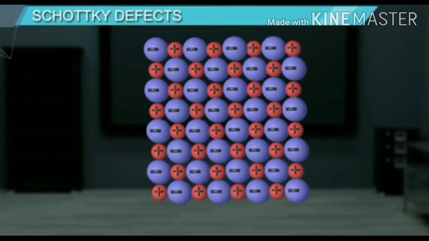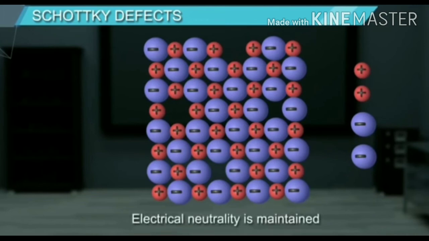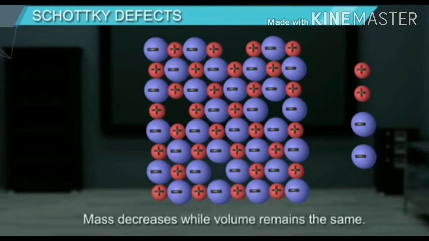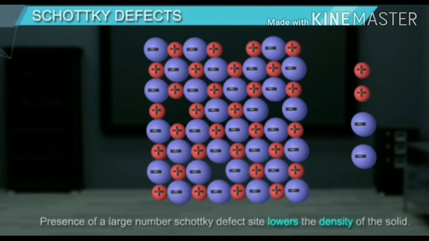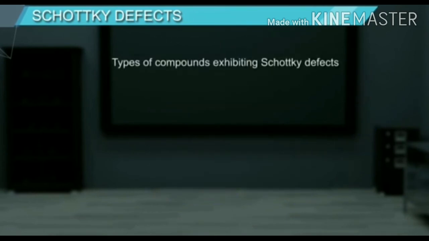Listen carefully to the small video clip. You can easily understand the Schottky defects. So, in this defect, equal numbers of cations and anions are missing in the crystal lattice. Hence, it lowers the density of the solid.